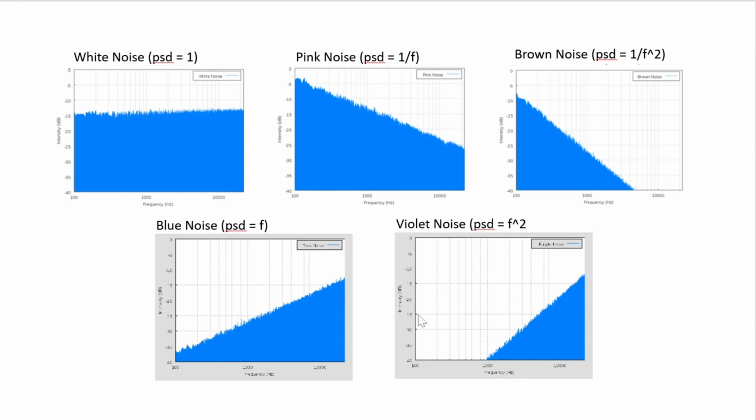In comparison, violet noise, which we have not simulated in Python, I'm just showing as an example on the slide here. Here we realize that there is zero power at the lower end of the spectrum. The lower frequencies have almost got cut off, and most of the power is concentrated at the higher frequencies. So essentially, violet is the exact opposite of brown, and blue is the exact opposite of pink noise.